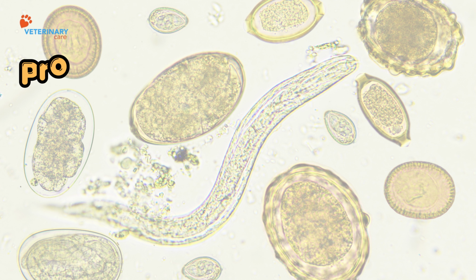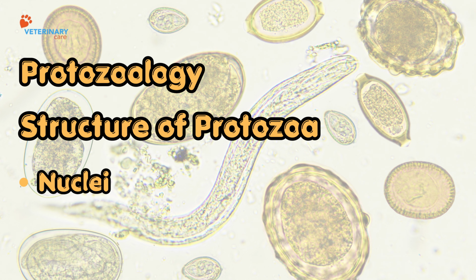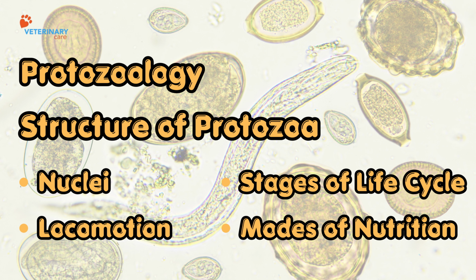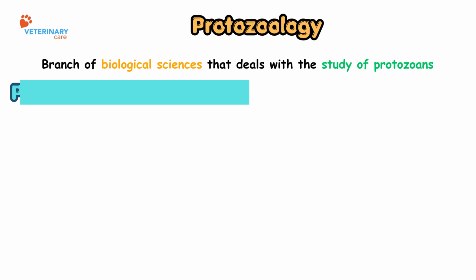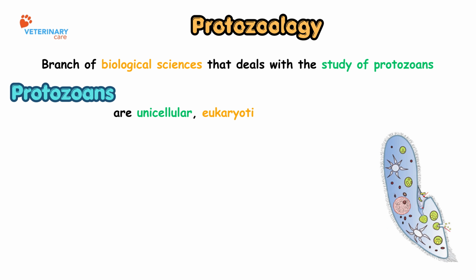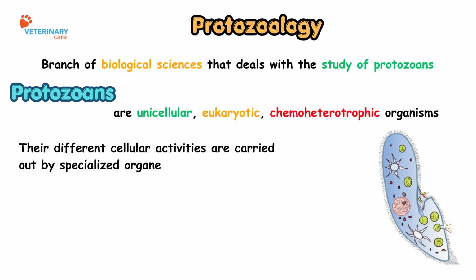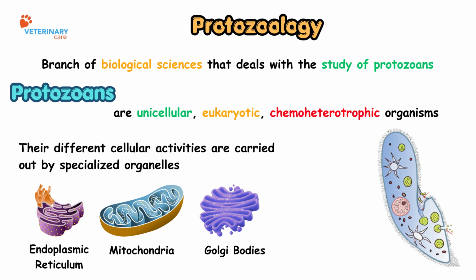Today we'll explore protozoology in detail, including the structure of protozoa, their nuclei, locomotion, stages of life cycle, and modes of nutrition. Let us begin with protozoology. Protozoology is a branch of biological sciences that deals with the study of protozoans. Protozoans are unicellular, eukaryotic, chemoheterotrophic organisms. Their different cellular activities are carried out by specialized organelles such as the endoplasmic reticulum, mitochondria, Golgi bodies, and lysosomes.